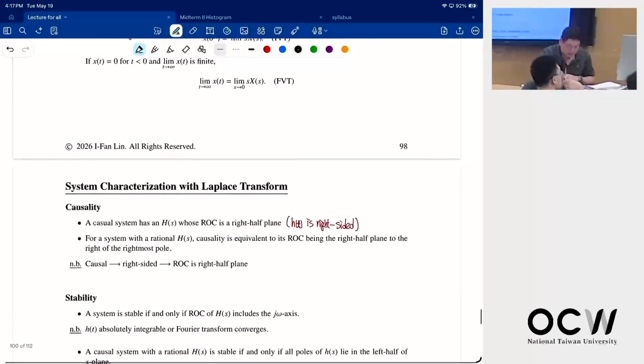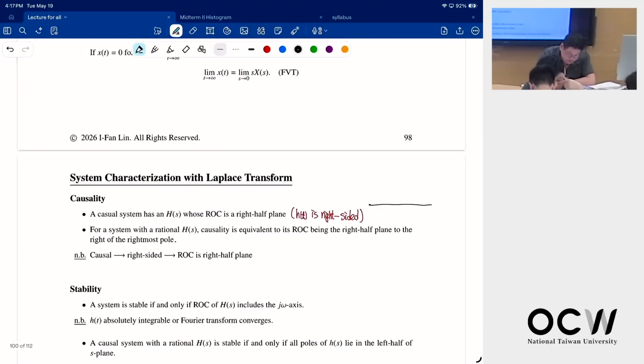So right-sided means the h, okay, suppose it's zero and then has a value to 0.